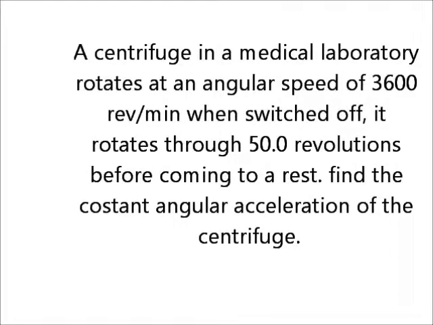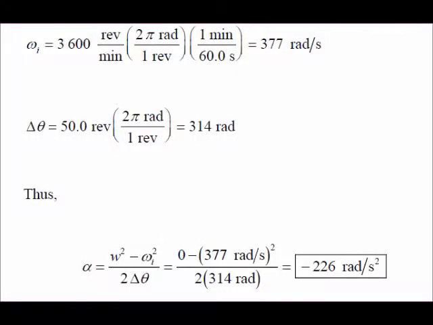A problem in this section would most likely be like this. A centrifuge in a medical laboratory rotates at an angular speed of 3,600 revolutions per minute. When switched off, it rotates through 50 revolutions before coming to a rest. Find the constant angular acceleration of the centrifuge. To solve this problem, all you have to do is convert revolutions into radians, and then plug it into the equation alpha equals omega squared minus omega initial squared over 2 times the displacement theta.